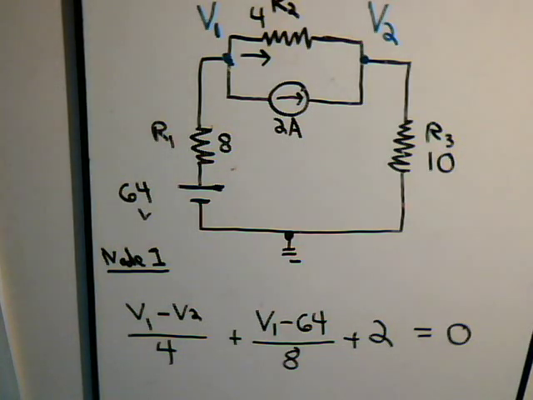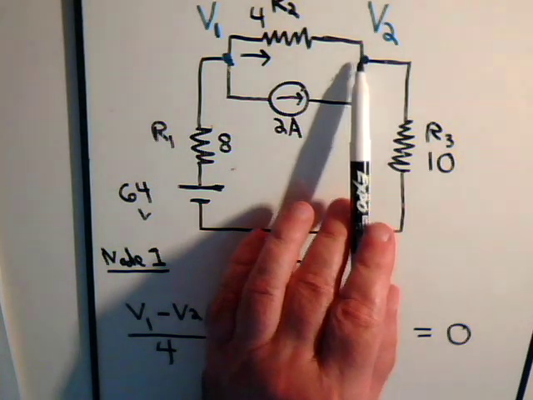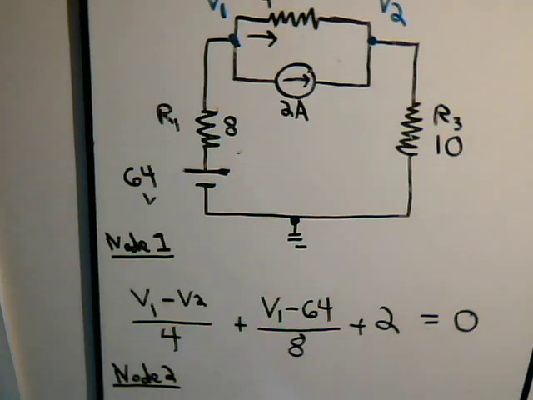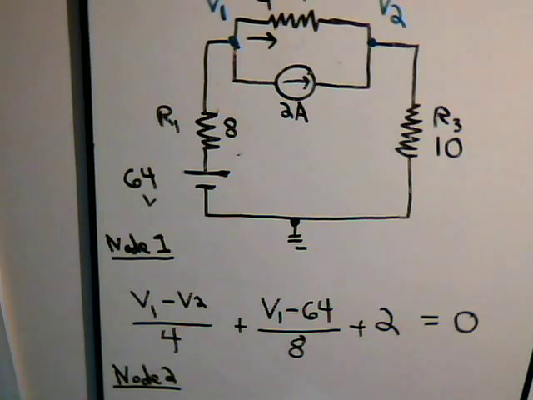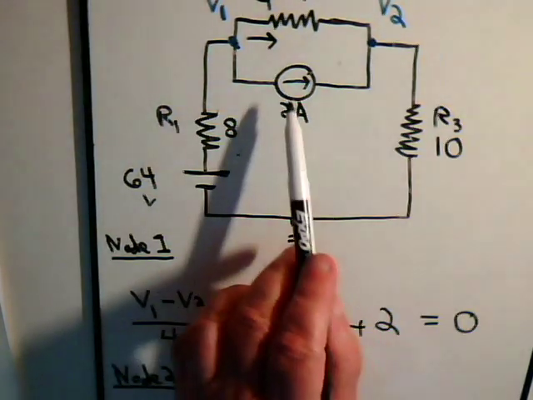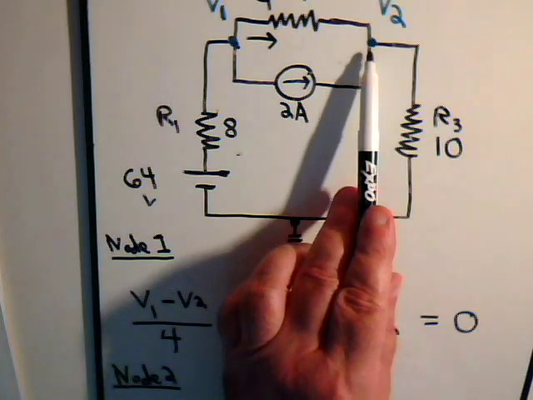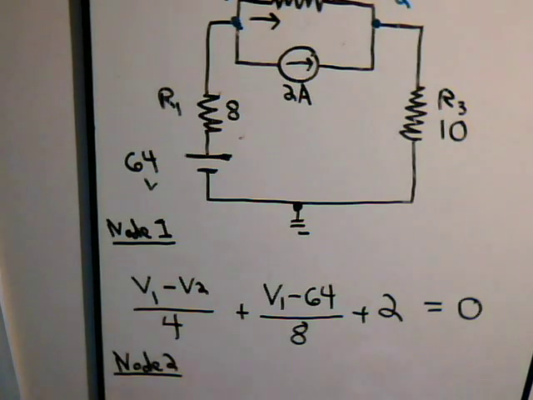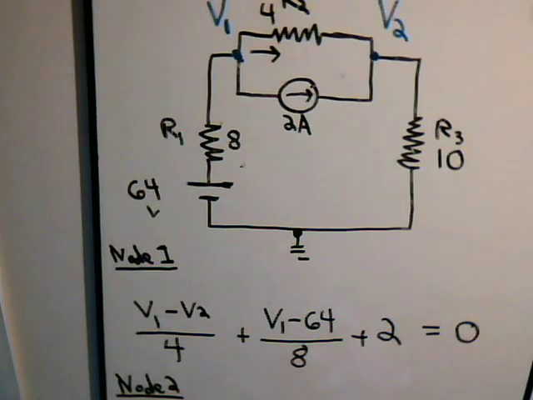Now, let's go ahead and see what's happening over here at node 2. Okay, at node 2, we notice that there's 2 amps of current going into it here. So here then, that is minus 2. Incoming current is designated with a negative sign.